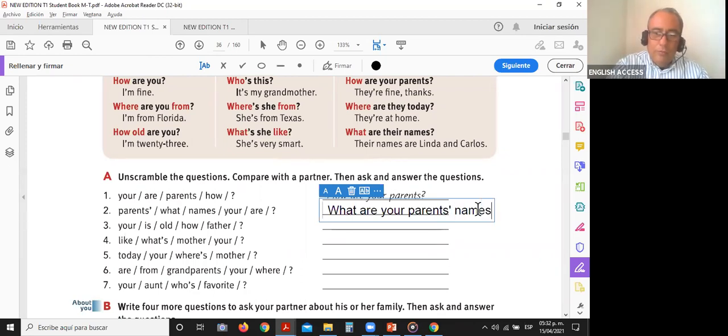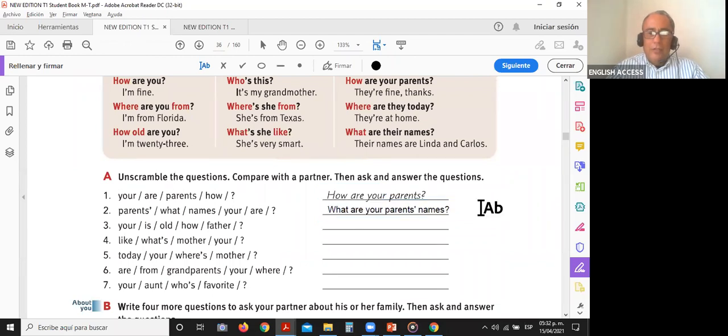Names. Question mark. What are your parents' names? So with that, we put the words in the correct order. So what is for number 3? What is the correct order? Can you help me, Fatima or Carolina?